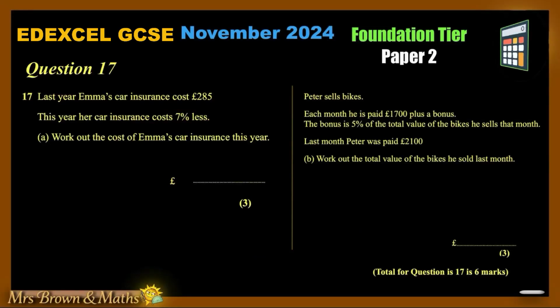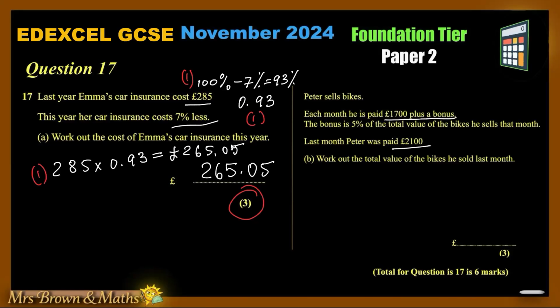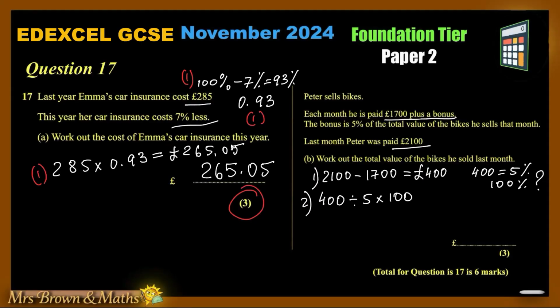Question 17. 7% less means 93%. So, 0.93 times 285, use your calculator, is 265.05. Second part, 2,100 take away 1,700 is 400. 5% is 400, so 100% is 400 times 20, or use a different way, 400 divided by 5 times 100 is 8,000.